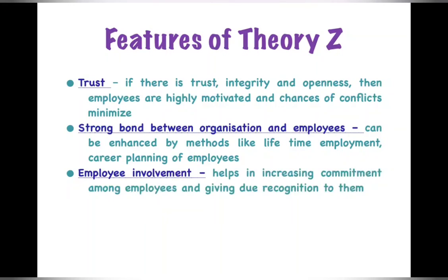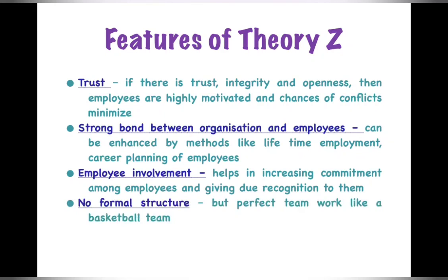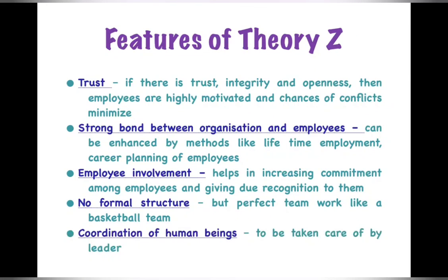The next is employee involvement. It basically helps in increasing commitment among employees and giving due recognition to them. Then, no formal structure. There should not be any formal structure, but there should be perfect teamwork like a basketball team. The last feature of Theory Z is that there should be coordination of human beings. That is, people should coordinate with each other, and this has to be taken care of by the leader.